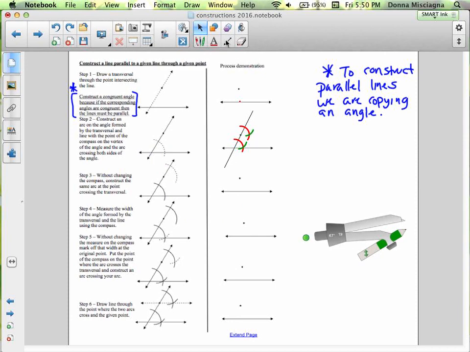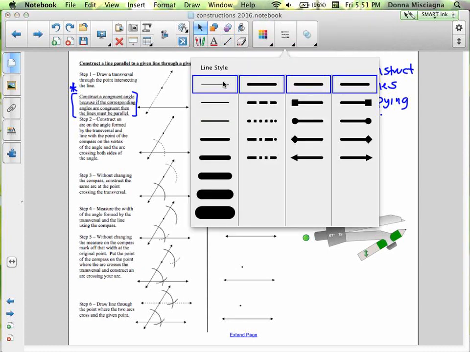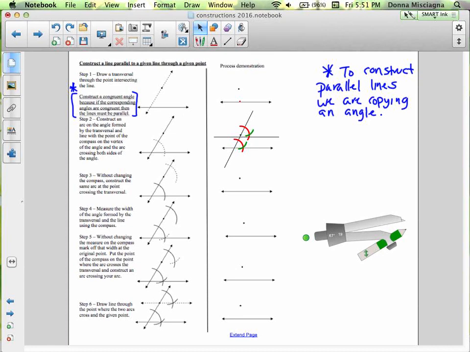All right, so now we'll get out our line tool. And we're going to totally put the line in the wrong spot. That's okay. I need to make this a skinnier line. All right. So this line has to intersect the point that we're given and the two arcs.